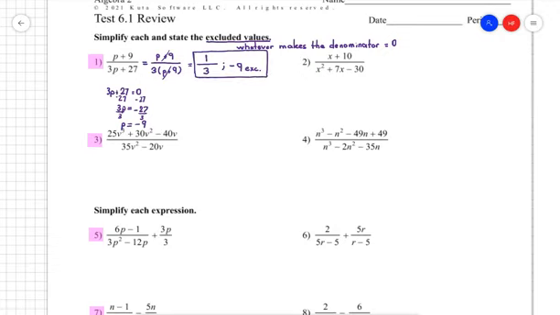Then on number 3, we've got quite a bit of factoring to do here. We have 25v cubed plus 30v squared minus 40v on top. So I see that they're all divisible by 5, and also they all have a v on them. So I'm going to take out a 5v from each. And I'm left with 5v squared plus 6v minus 8.